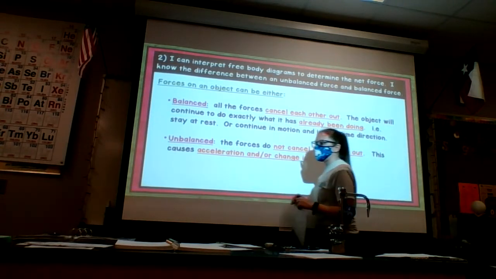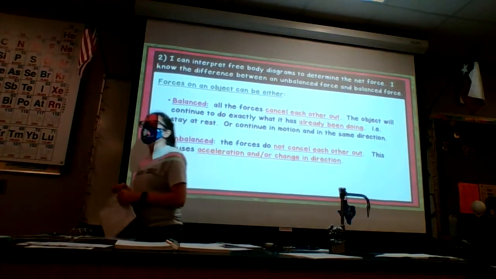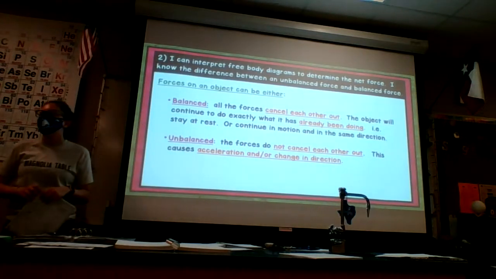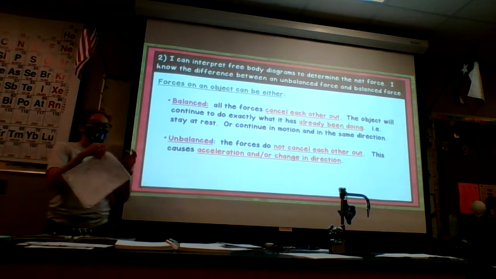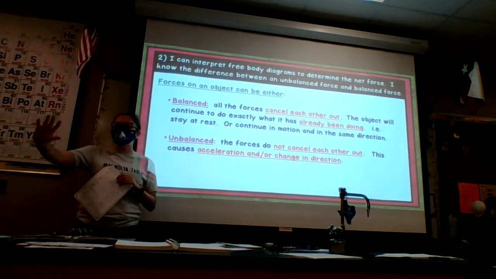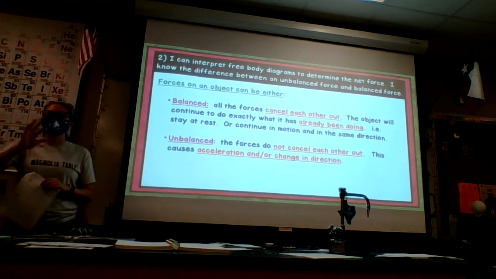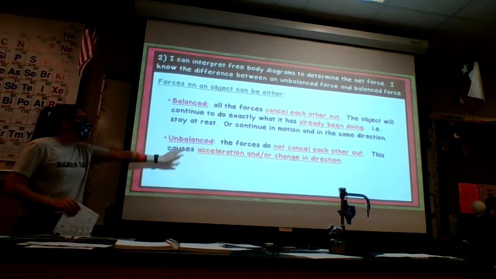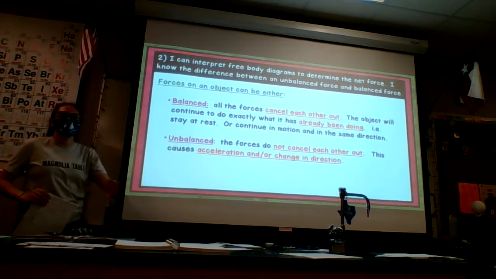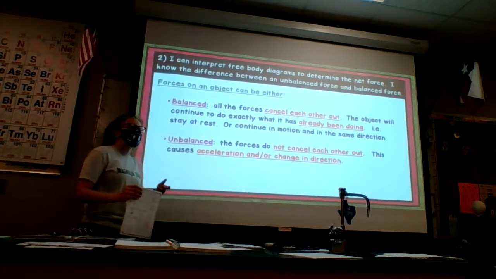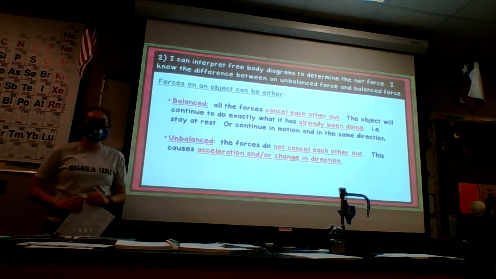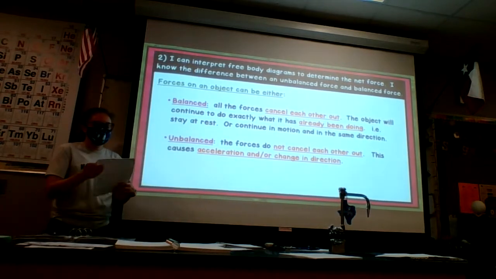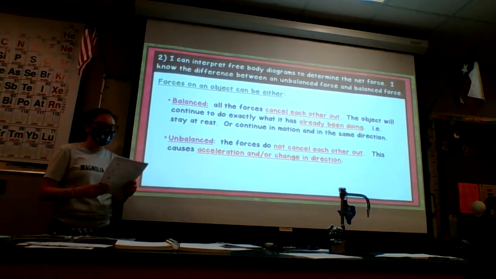What I want you to pay attention to on balanced forces, and we'll see more of this in our examples in just a second, is that balanced can mean either at rest or constant speed. Balance can be both ways. Unbalanced, there's going to be a change in something, a change in speed, so we have some sort of acceleration, or a change in direction. And we'll see what that looks like more in just a second.